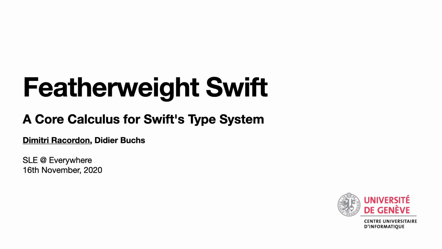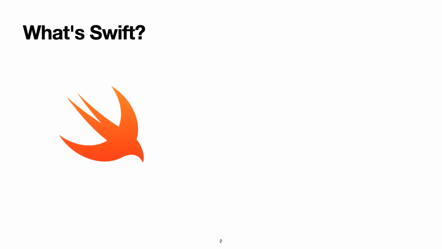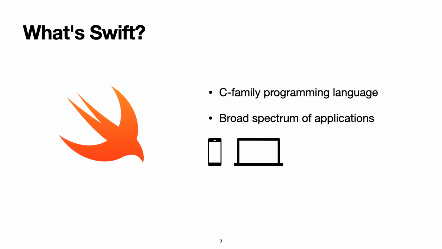Today I'm gonna talk about Swift's type system. Swift is a programming language developed by Apple to be a successor to C family languages such as C, C++, and Objective-C. It is being used in a broad spectrum of applications, obviously including graphical apps for iOS and macOS, but also, since it was released as an open source project in 2014, in other domains such as web services and artificial intelligence. From my own experience, Swift is also a very good first programming language.